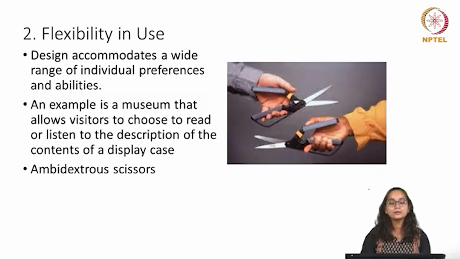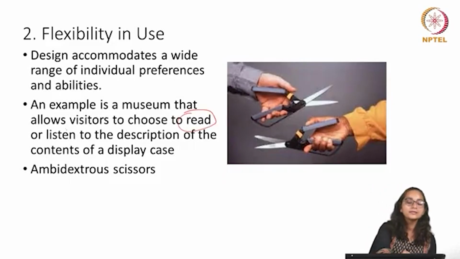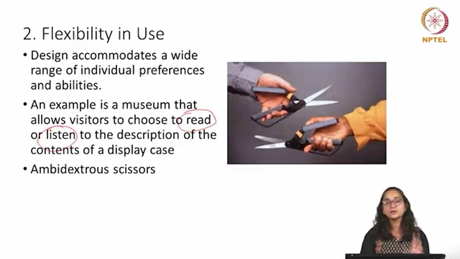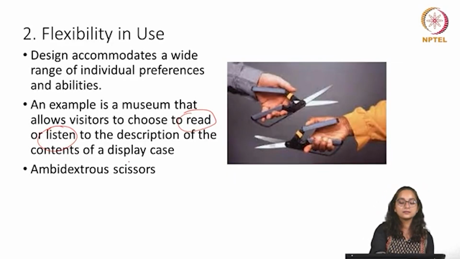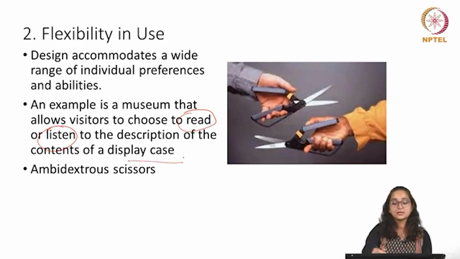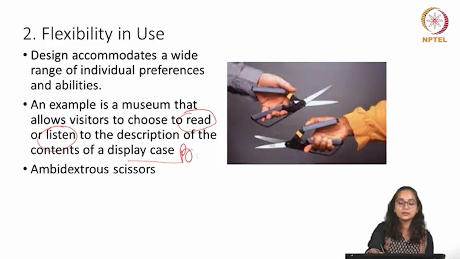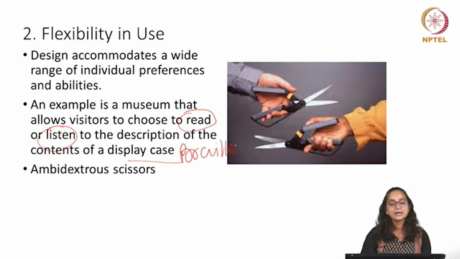For example, a museum that allows visitors to choose to either read or listen to the description of the contents which are there in the display case. So many a times now it is also becoming common to use braille in the description plates. Then another example of flexibility in use is this ambidextrous scissor.